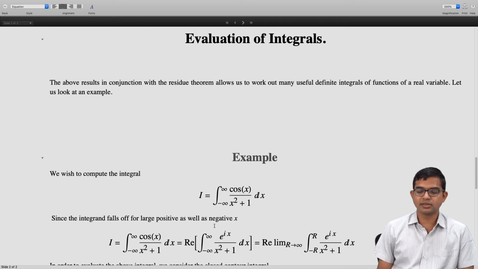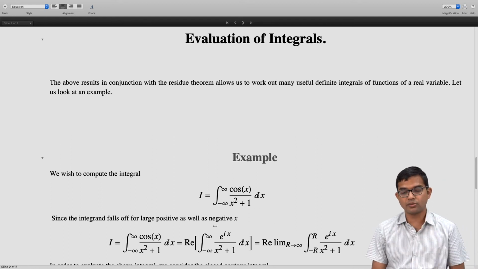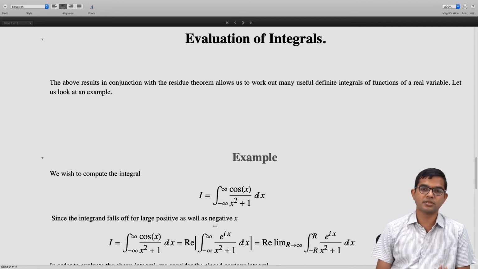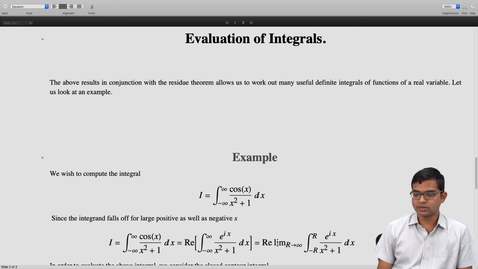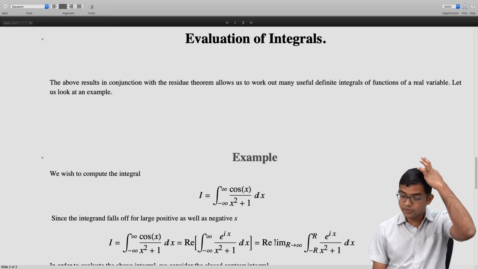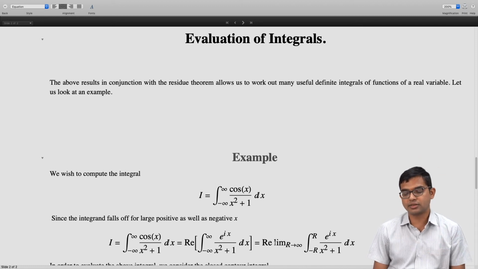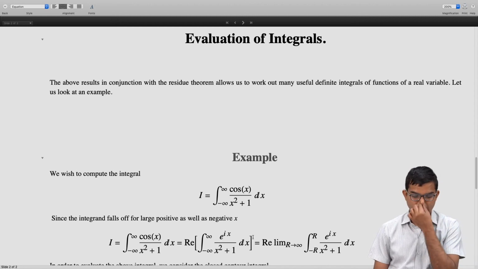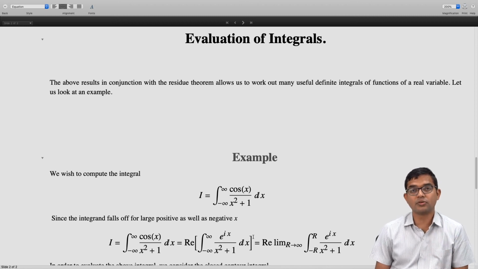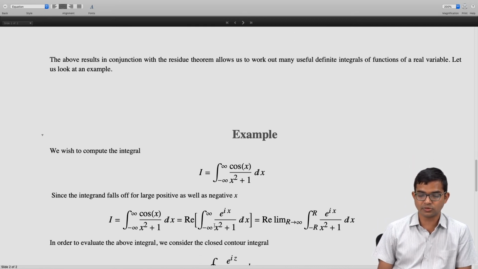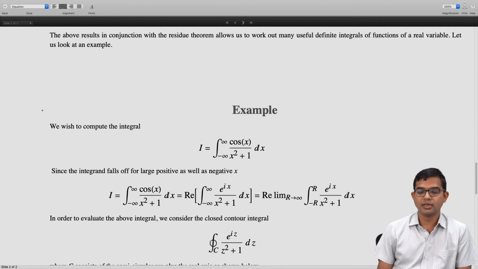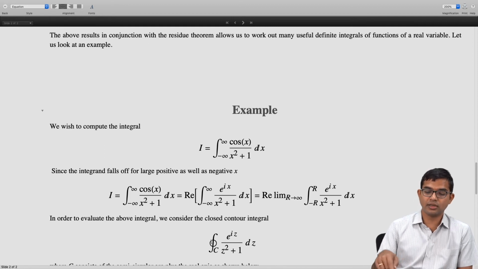But here in this case, it's useful to think of this as the real part of e to the ix. Cos x is the same as the real part of e to the ix, and then you pull out the real part, and you do this limiting operation R tends to infinity of the integral from minus R to plus R of e to the ix divided by x squared plus 1. Then the function of a complex variable that we must consider is e to the iz divided by z squared plus 1. So we wish to evaluate this contour integral, e to the iz divided by z squared plus 1 dz.